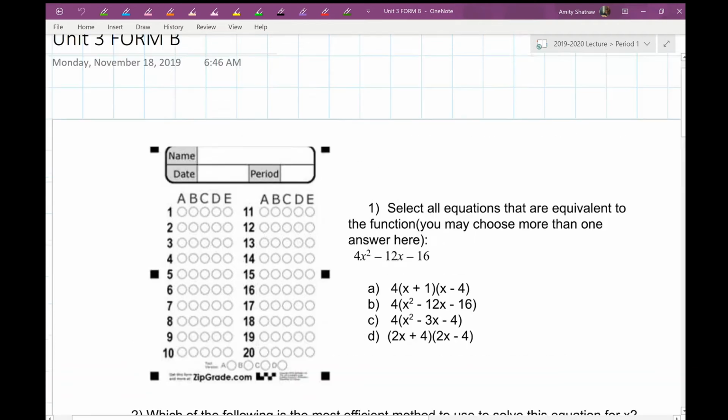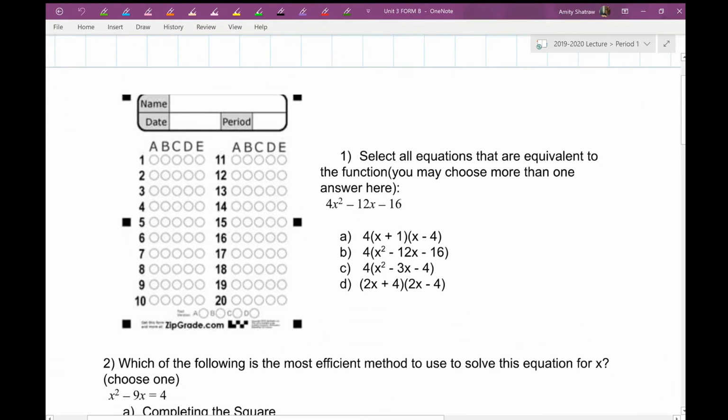So this is Form B, and this question's got a trick to it, which is that more than one answer was correct. When I look at the answers, I notice that they've factored, and I'm looking right at this one first because it's pretty easy in my head to do 4 times x squared is 4x squared, 4 times 3x is 12x, and 4 times 4 is 16. So I know that's one of my answers.